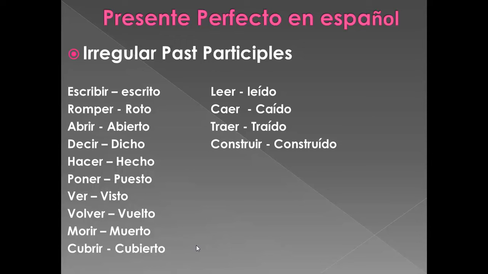hacer, hecho. If you look on the tags of many of your clothes or things around the house, you'll see hecho in Mexico, hecho in Peru. Okay, made. Poner goes to puesto, put. Ver goes to visto, seen. Volver, vuelto, returned. Morir, muerto, died. Cubrir, cubierto, covered. And then the four others on the right-hand side, they basically follow the same construction as a regular past participle. However, there's an accent put in there over the I on those four. Leído, caído, traído, construido.